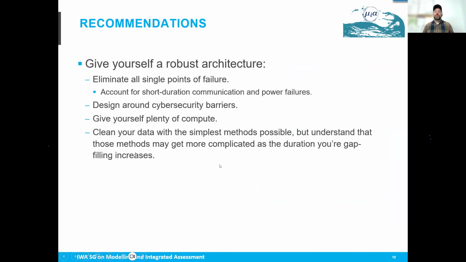So, my recommendations for you, if you're beginning your digital twin journey, is give yourself a robust architecture, try to eliminate all single points of failure. Of course, plan for plenty of compute so you don't run into some of these memory issues. Think about cybersecurity, and really clean your data with the simplest methods possible. But just understand that as you try to gap fill these longer duration faults, those methods are going to get a lot more complex.